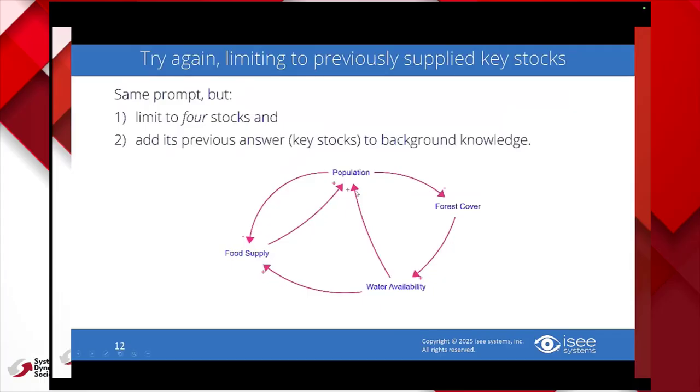It gives us a description, which I didn't include there, but it gives us a full description of what's going on. And the CLD makes sense as population goes up, forest cover goes down, water availability goes down, food supply goes down, population goes down. And you can ask it all kinds of questions about this. You can ask it to identify the loops, which it can. And actually the Stella software will also, you don't need to ask it if you don't want to, but you can ask it to do that.